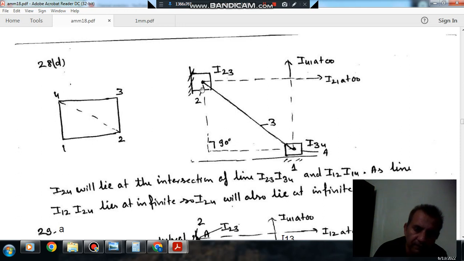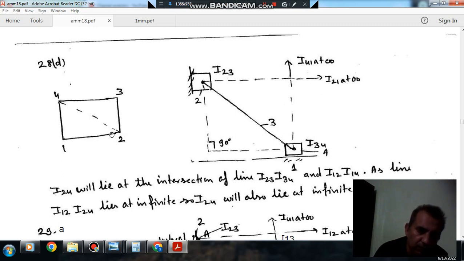Okay, and an I center can also be assumed as a common point. So the common point between link 2 and 3 is this point. So this is I23, and similarly this is I34. Okay. So these are the four I centers that can be found by inspection. So this is your 12, this is your 23, this is your 34, and this is your 41. Okay, so these are known. So now we have to find out I24.